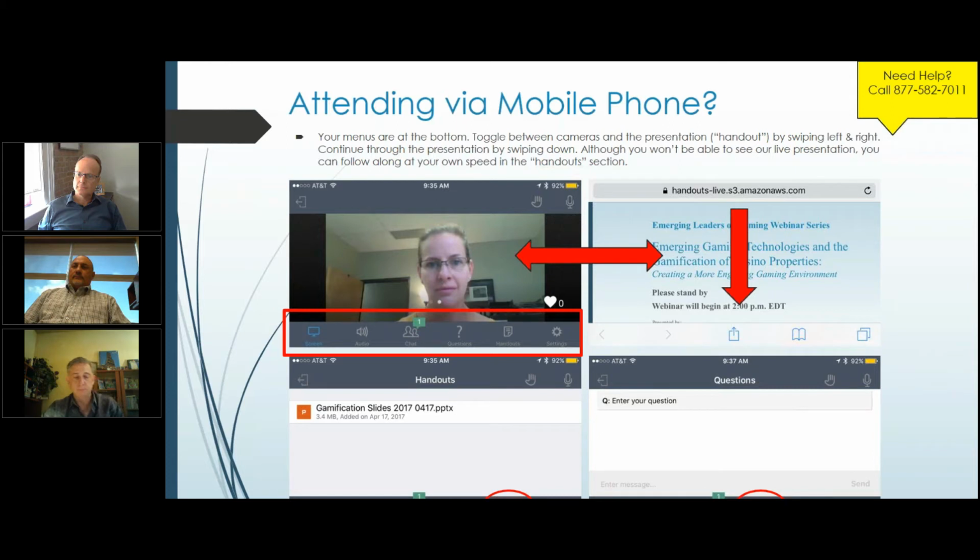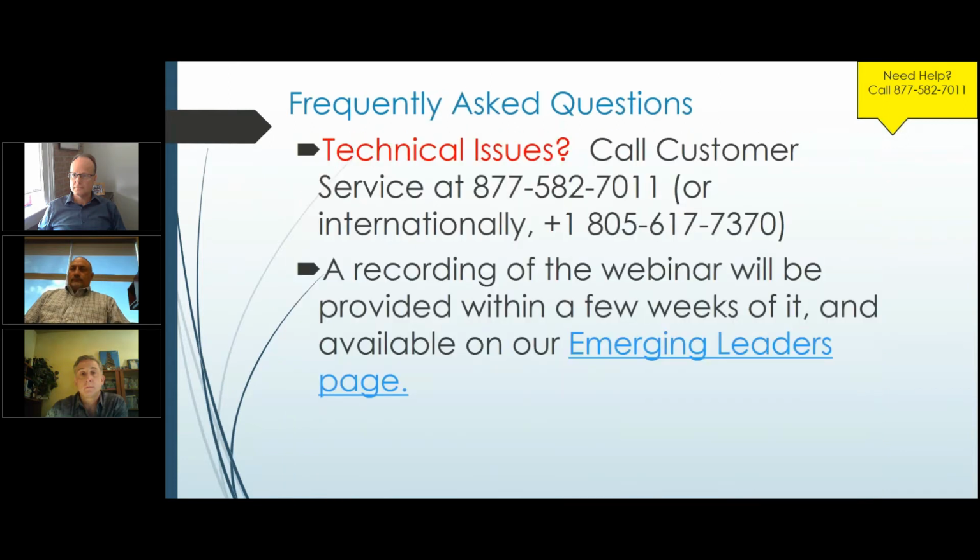If you're on a mobile phone, your functionality will be slightly more limited, but you'll see your menu items at the bottom. To toggle back and forth between panelist cameras in the presentation, swipe from left to right. And to advance through the presentation on your own, since you won't be able to see ours live, swipe down for each new slide. The menu also shows where you can access the presentation, also called handouts, or ask a question. As for frequently asked questions, if you run into any technical issues during this webinar, call the GoToWebinar customer service team at the number that I've been displaying at the tops of all the slides.